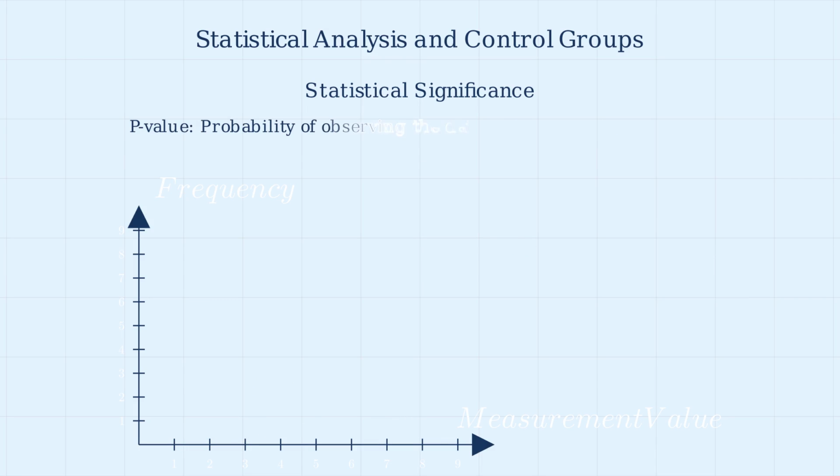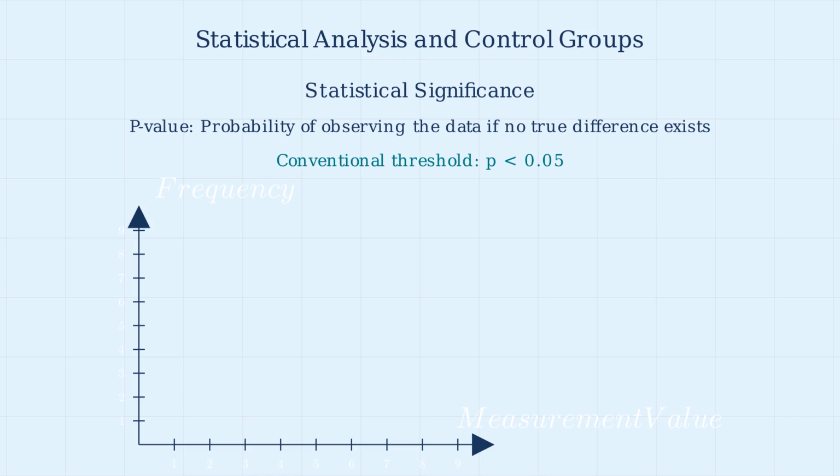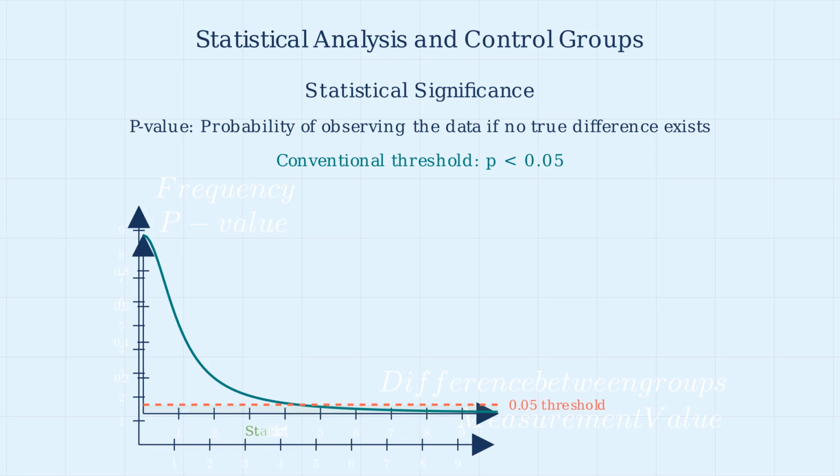The p-value represents the probability of observing the data, or more extreme results, if there were no true difference between groups. Researchers typically use a threshold of 0.05. When the p-value falls below this threshold, the results are considered statistically significant.